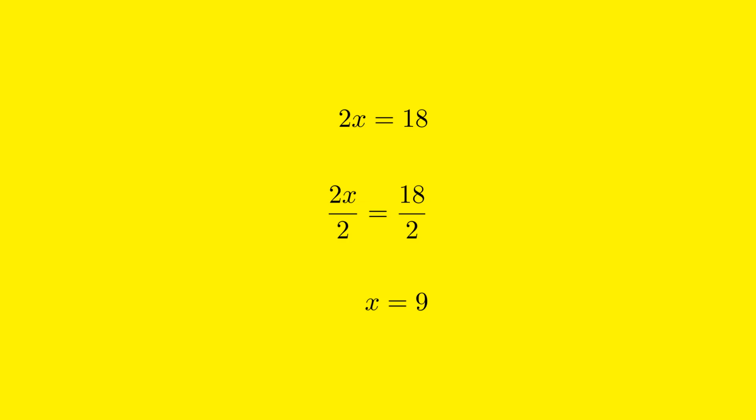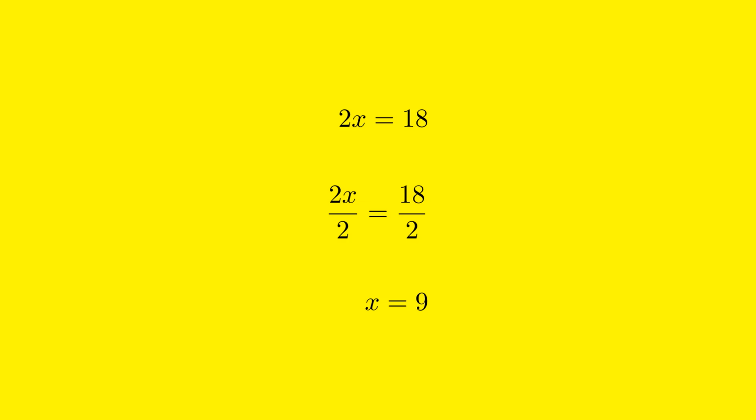When we divide 2x by 2, the 2's cancel out because dividing and then multiplying by the same number is like doing nothing at all. This leaves us with x on the left side of the equation. On the right side of the equation, we also divide 18 by 2. 18 divided by 2 equals 9.